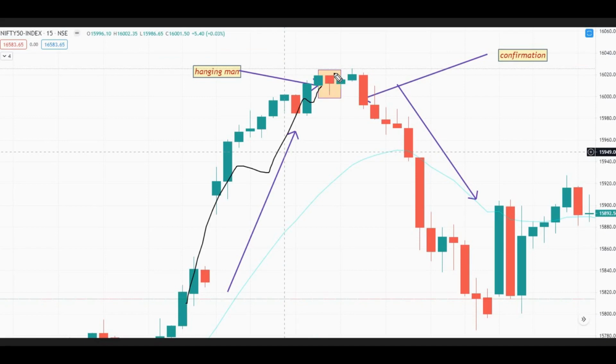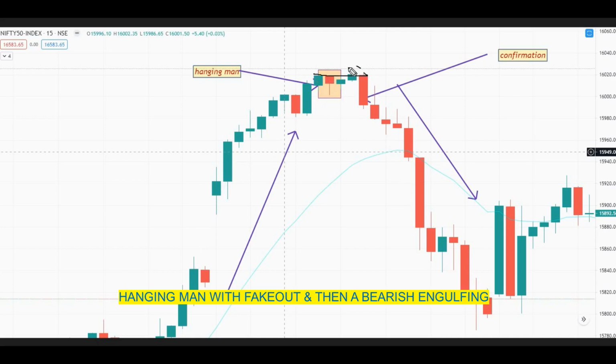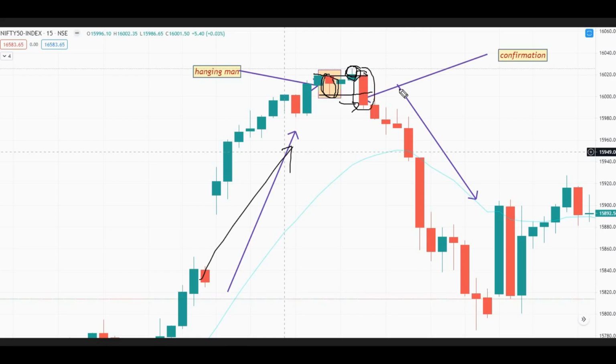Proper uptrend, hanging man, confirmation, trend change. See how beautiful it works. Here the market also tried to give a fake up move after a huge upward momentum, but here was the first signal that market could reverse. The market had already told us by forming a hanging man and then a fake out, then here a breakdown with a strong bearish engulfing candle, and then see the downward momentum.